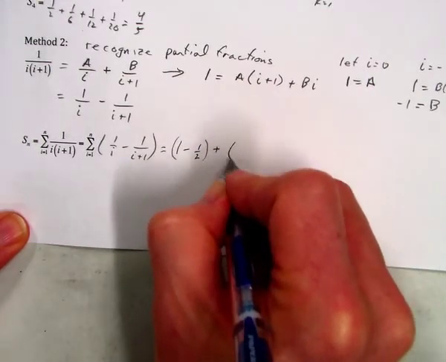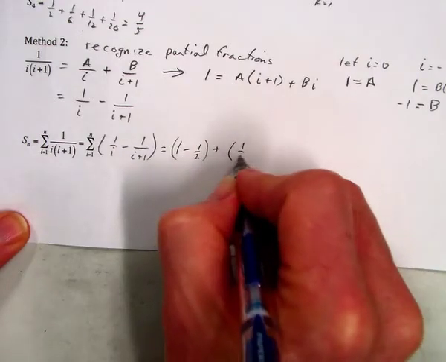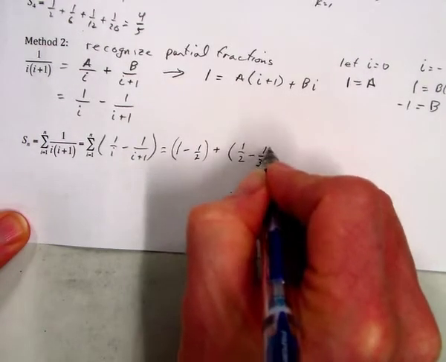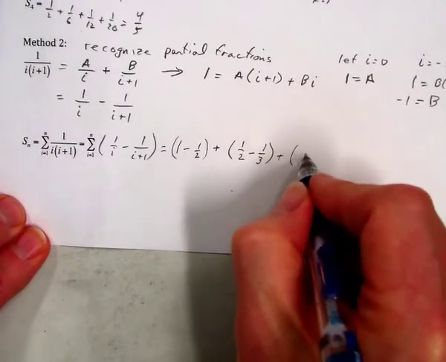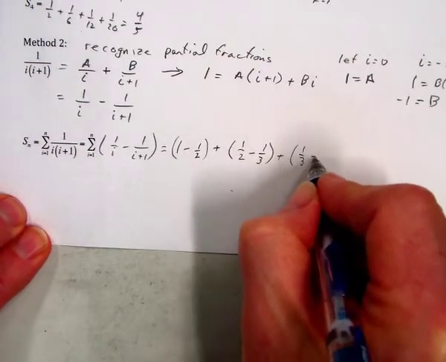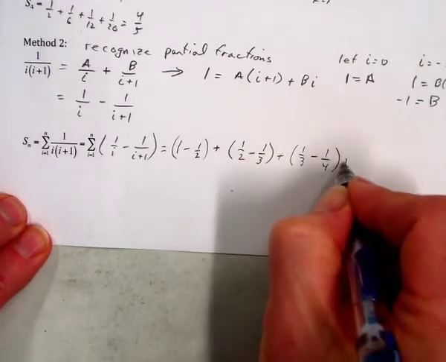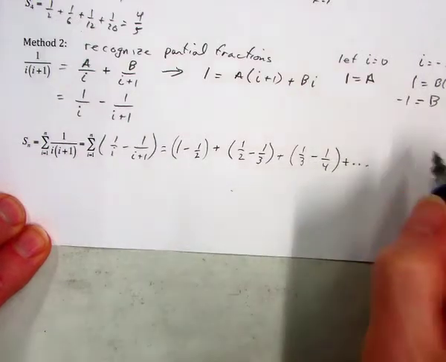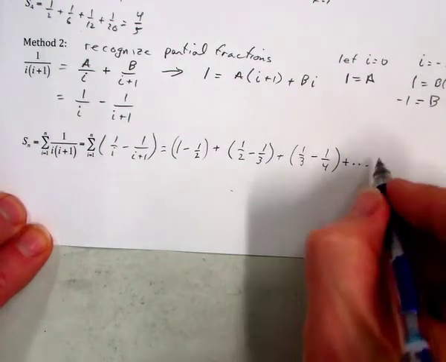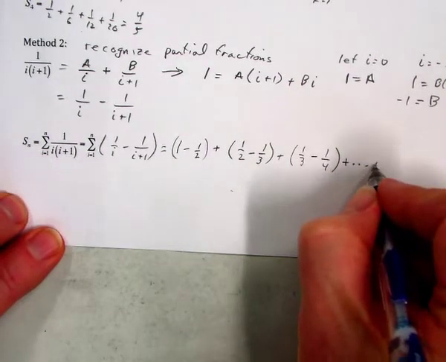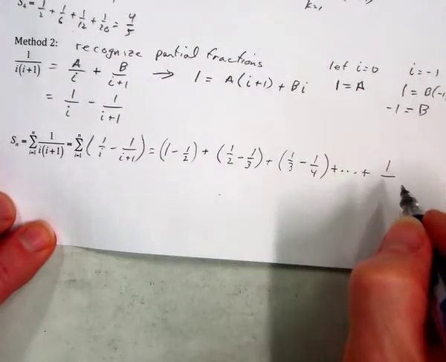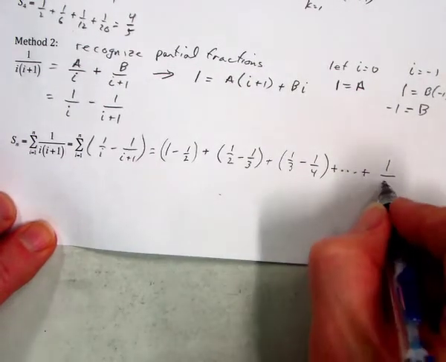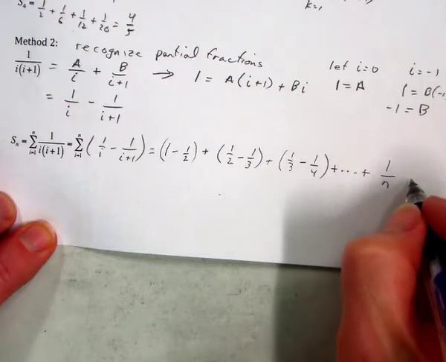Plus, if we plug in 2, we get 1 over 2 minus 1 over 3. And let's continue doing this. Plus 1 over 3 minus 1 over 4. And we'll go dot, dot, dot. And that last one, since we're going to n in this case, the last one will be 1 over n minus 1 over n plus 1.